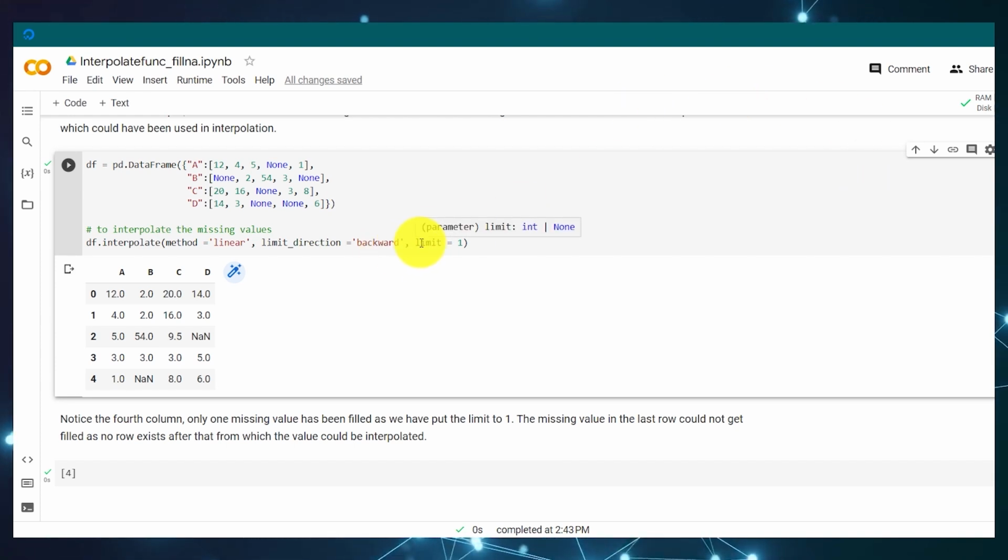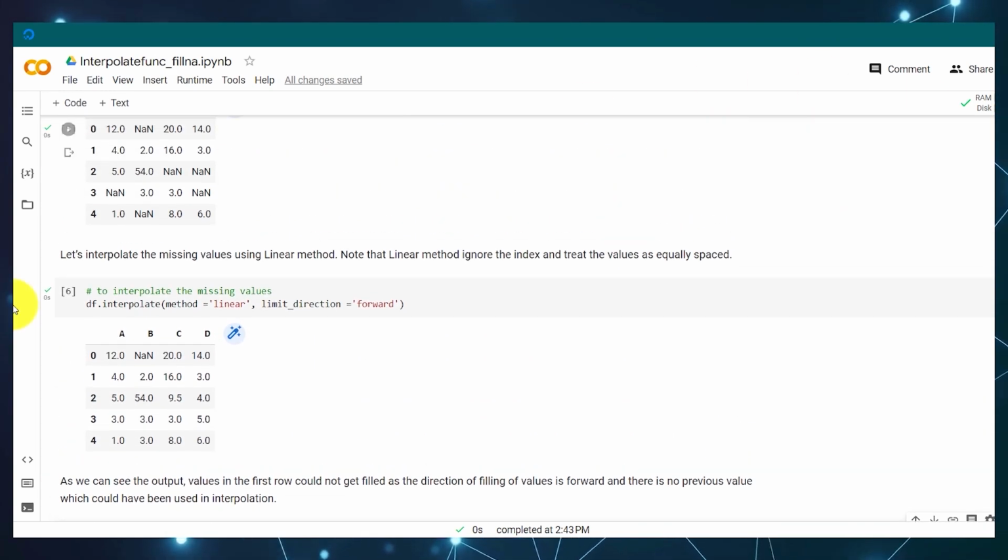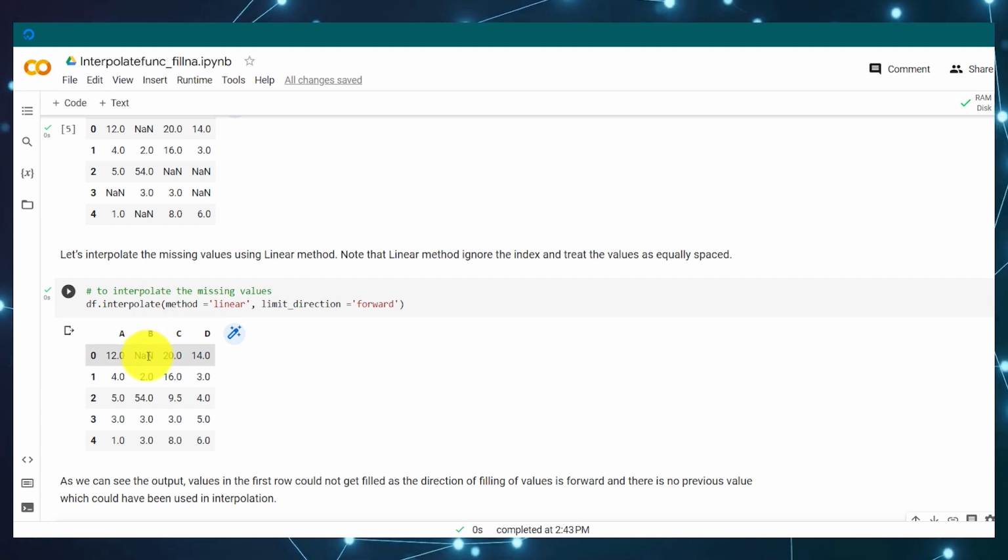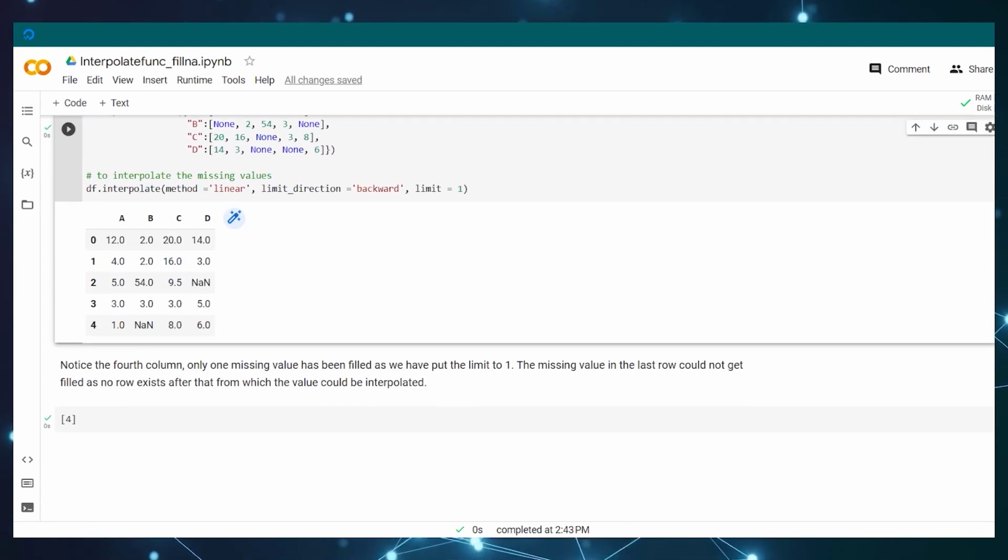The missing value in the last row could not get filled, as no row exists after that from which the value could be interpolated. So like this. Similarly, it happened with the forward also. See here with the forward, because we had no values before this particular one to give to this particular line, and we were using the direction as forward, that is why. But still we could find other means to create this interpolation, and we could fill all other values.